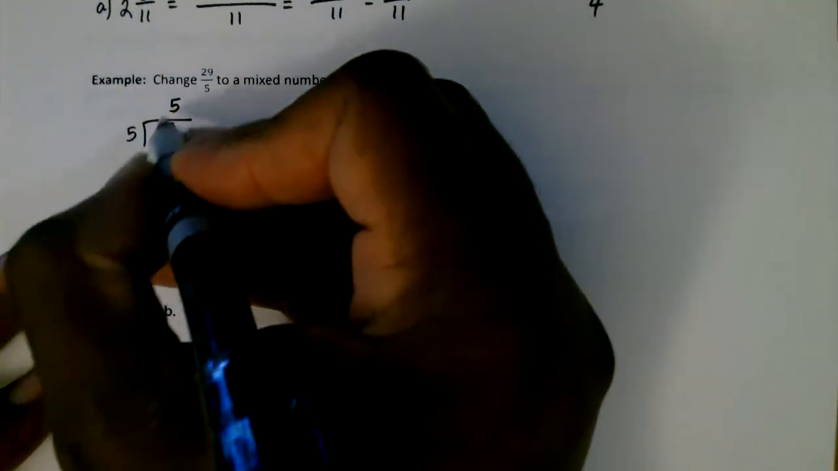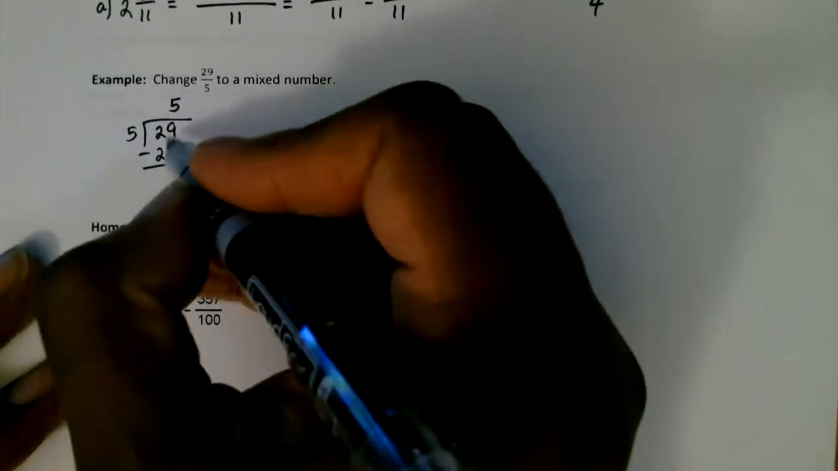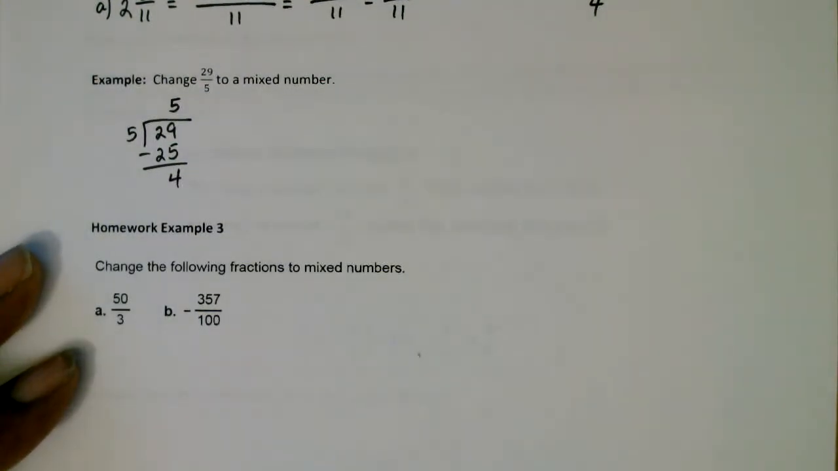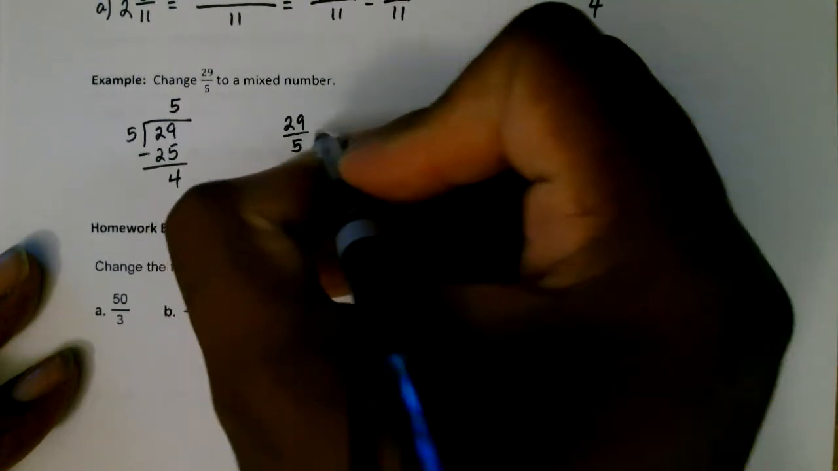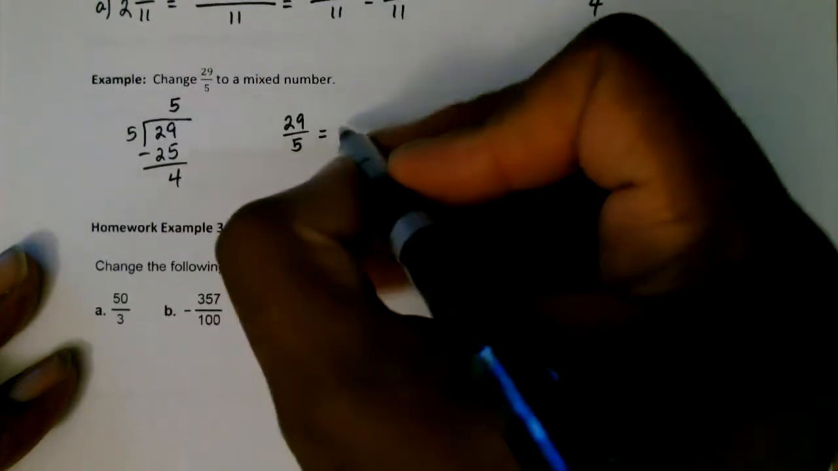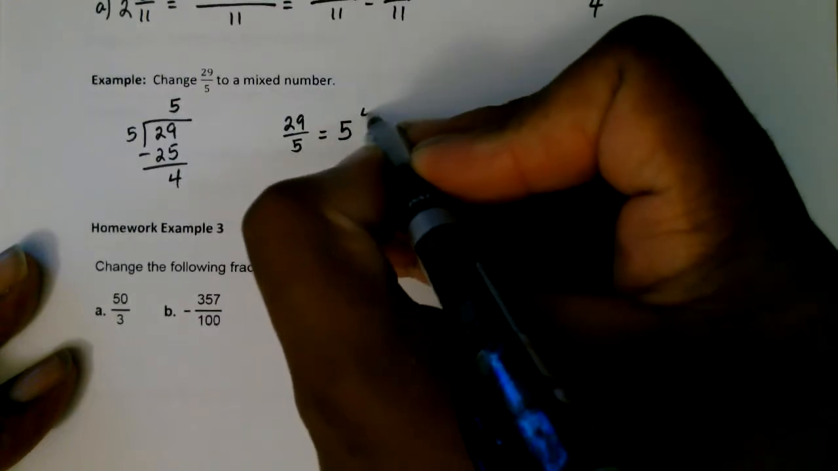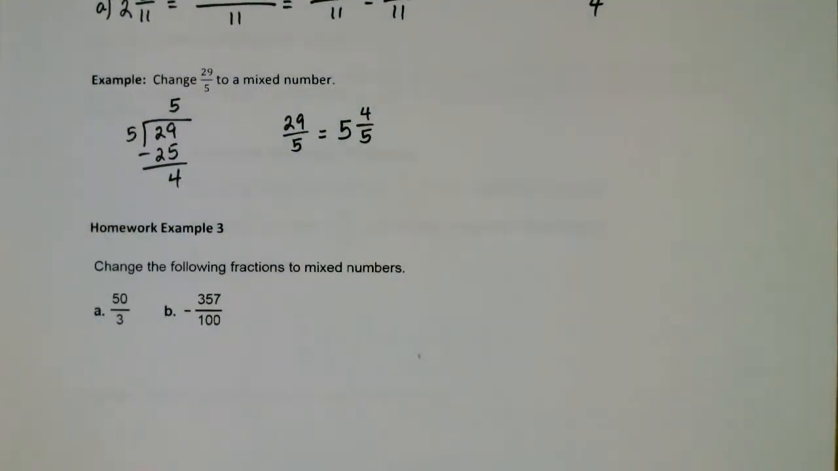Well, 5 goes into 29 5 times. And then 5 times 5 will be 25. Subtract 25 from 29, you'll get 4. Okay, so 29/5 would be the 5, which is my quotient. The remainder will be the numerator, my divisor will be the denominator. So it'll be 5 4/5 for 29/5.